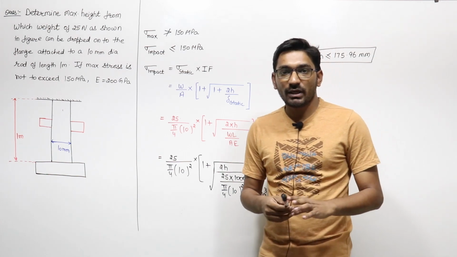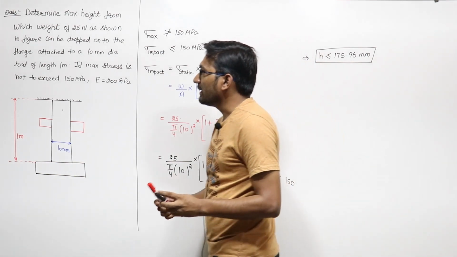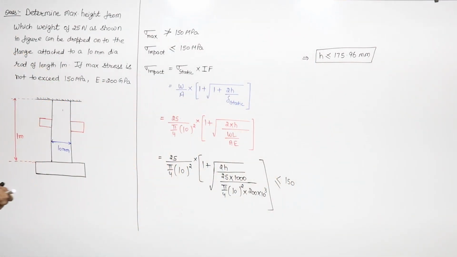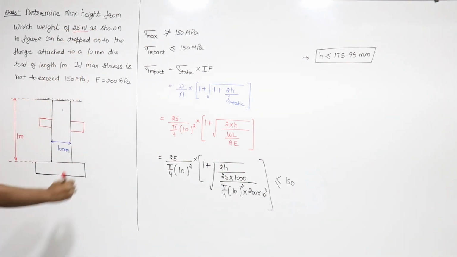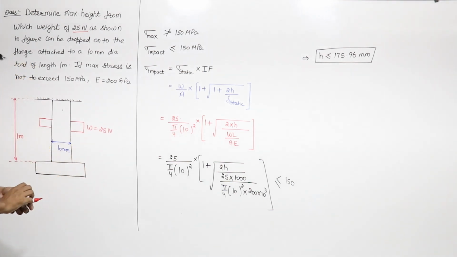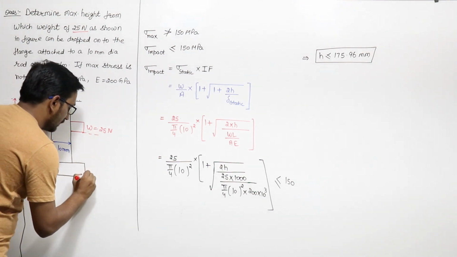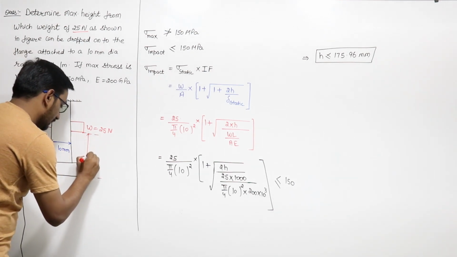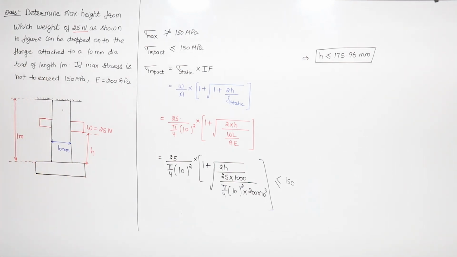Let us solve one more numerical on impact loading. The numerical says that we have to determine the maximum height from which a weight of 25 Newton, as shown in this figure, is dropped. This is the weight of 25 Newton and some height is there. Let us say this is height h.